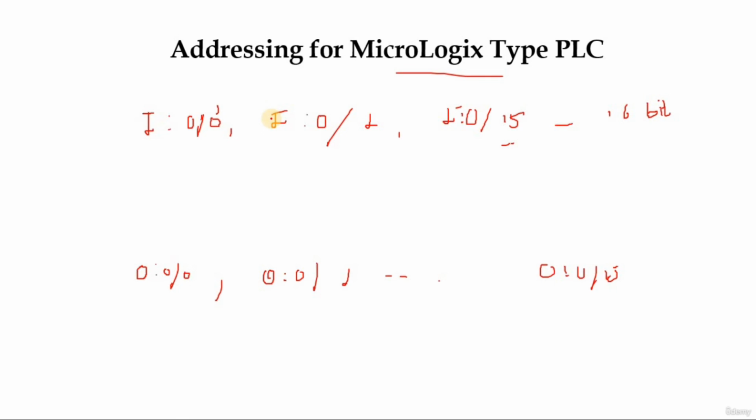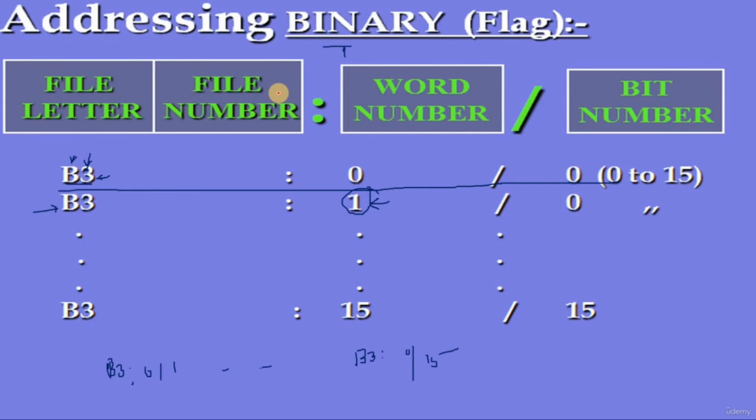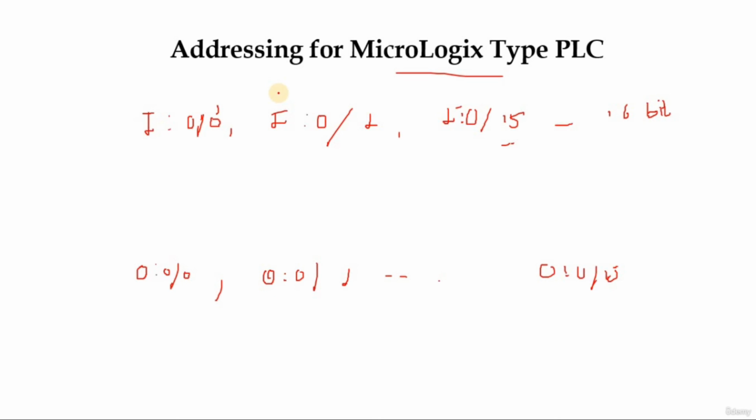And the binary address will be the same for the MicroLogix also. So very soon we are going to start implementing these addresses in the upcoming sessions while designing the program. So this is all about the addressing for the MicroLogix as well as the SLC 500 PLC.